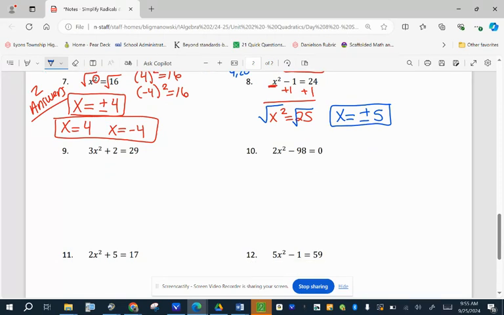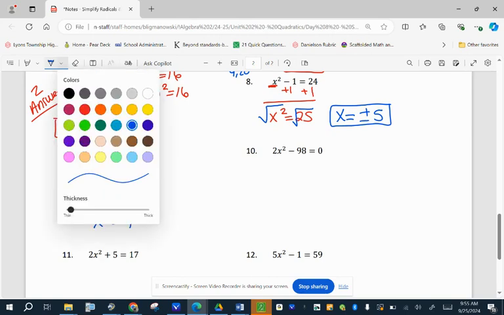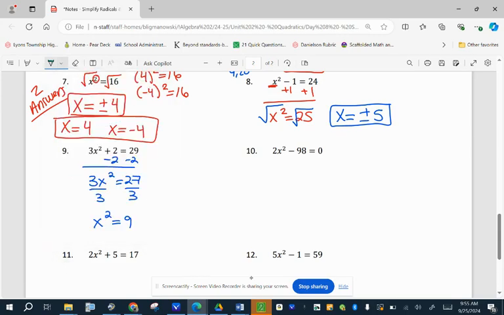In 9, we're going to have a couple more steps. So I need to minus the 2 first to get the 3x squared alone. Then I'm going to divide by 3 to get the x squared alone. And then my last step is I am going to square root both sides. And the square root of 9 is 3, so positive and negative 3 are going to be my solutions.